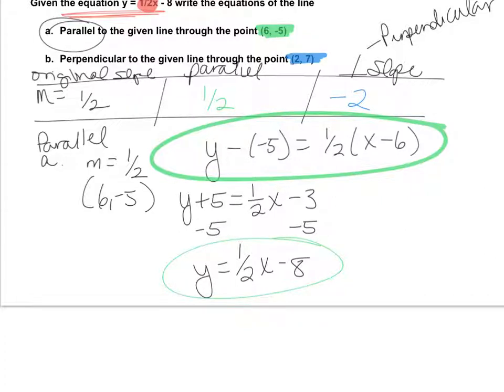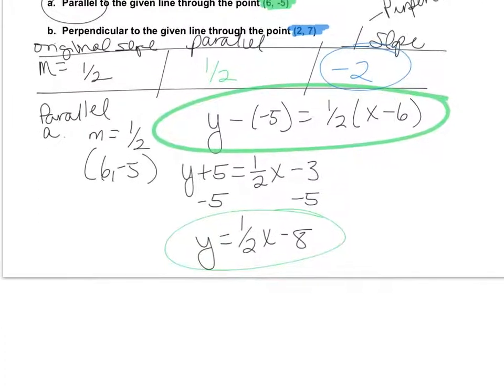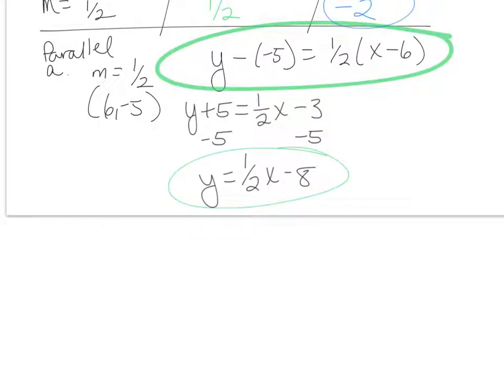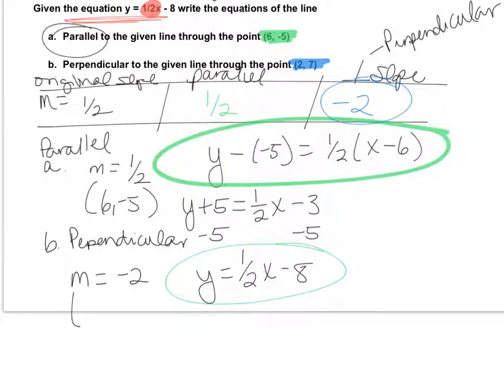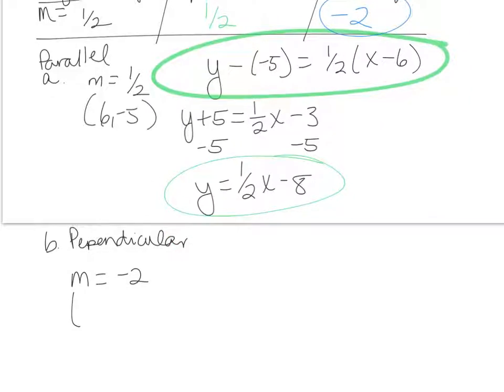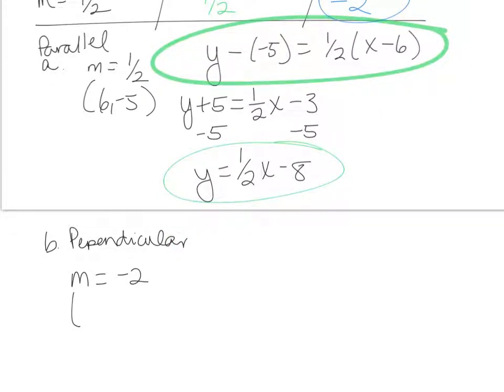Now we're going to do the one perpendicular. So again, I'm going to use this piece of information up here that I know my perpendicular slope is -2. So let's go ahead and write down the parts that I need here. So for part B, we're doing perpendicular. So I know that the slope is going to be -2, and the point that I'm given that it goes through is the point 2, 7. So let's add that 2, 7.